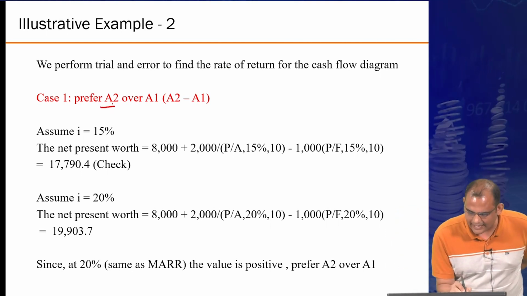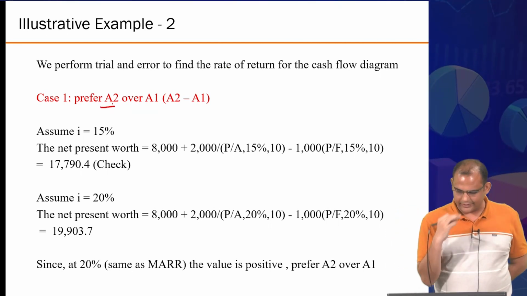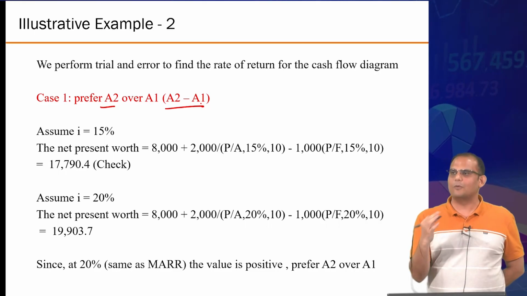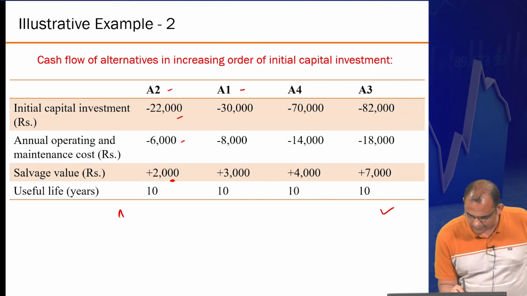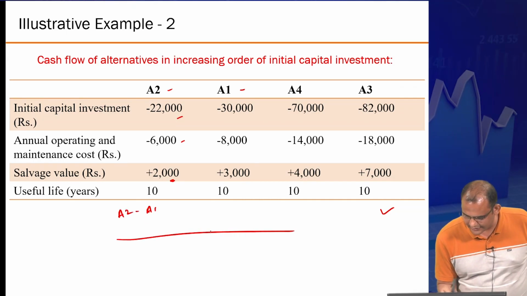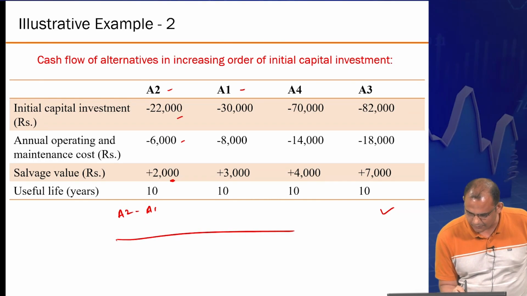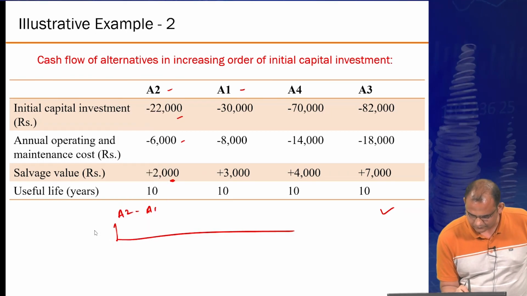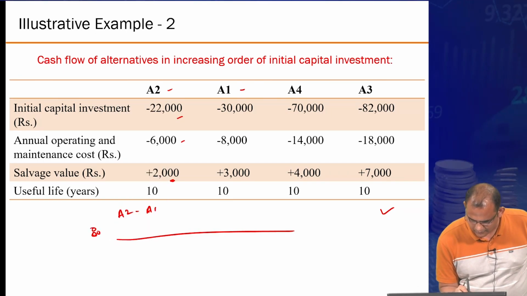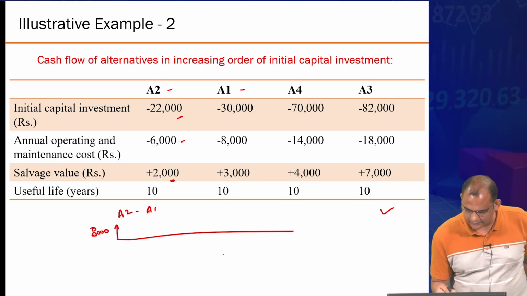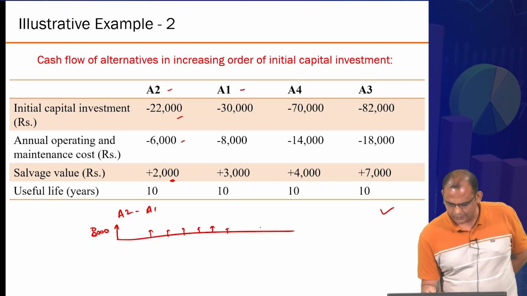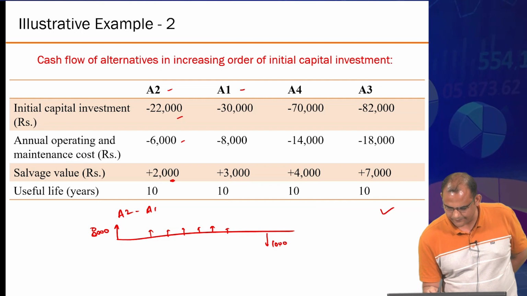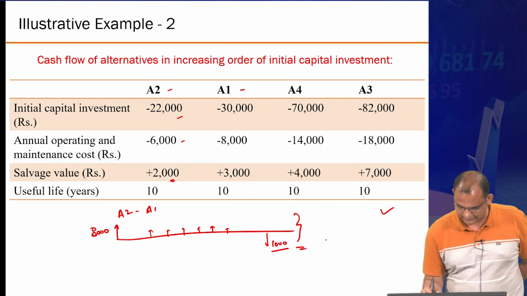Now let's say I am preferring A2 over A1, so I am getting an incremental series of A2 minus A1. So that comes out to be what? What is A2 minus A1? The first value would be what? 8,000 rupees positive. And then 2,000 rupees positive. And then a salvage value negative 1,000, right? So this becomes your cash flow series.